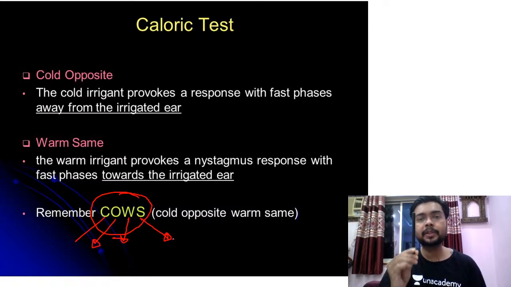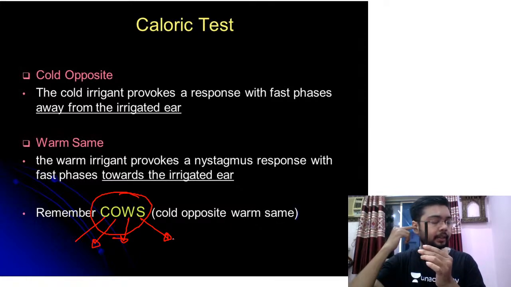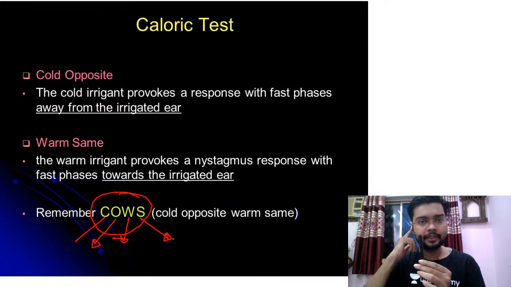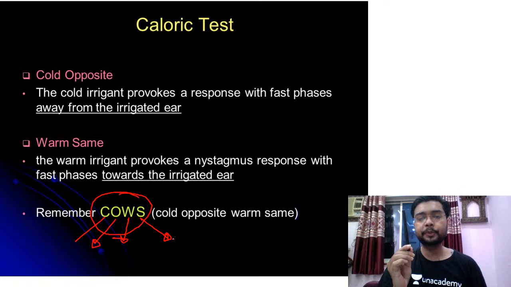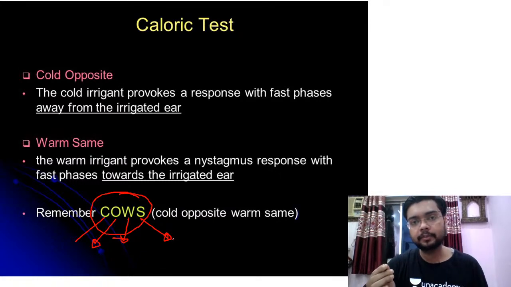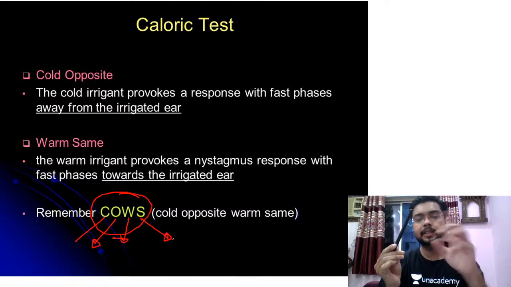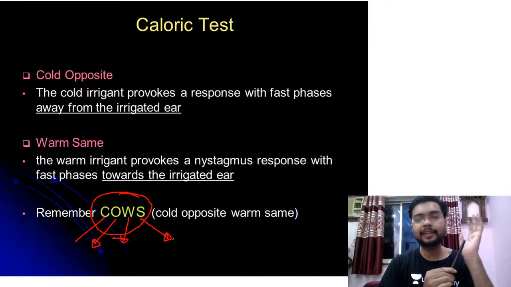So let me assume that this is your pupil, right? And you are doing your caloric test on this ear. So if your pupil moves like this, fast, the fast component is the direction of nystagmus, right? So if it is moving like this, this part, that is the right to me, this is left to me actually.